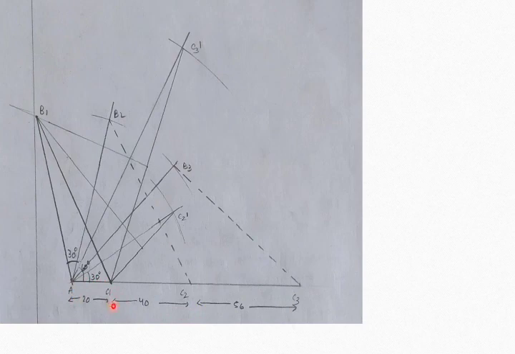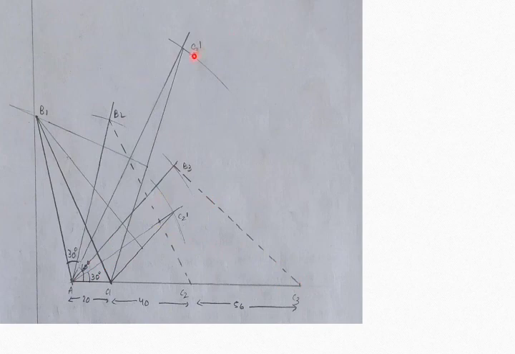Now what we have to do is rotate C2 through an angle of 30 degrees in the counterclockwise direction about A. Similarly, we have to rotate the point C3 in the counterclockwise direction through an angle of 60 degrees about A. So we will get the new points C2 dash and C3 dash.